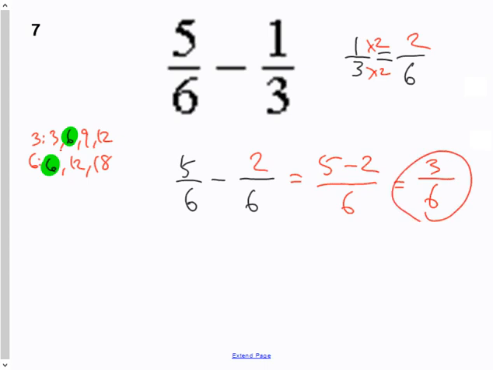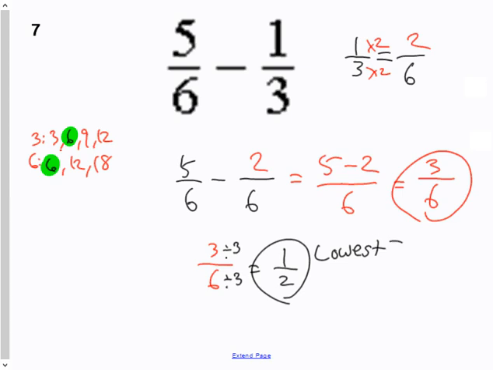Now remember, what do you have to look for in your final answer? You have to ask yourself, is this in lowest terms? And the answer is no. Because 3 out of 6, what number can I divide 3 and 6 by? You can divide both by the number 3, and you end up with 1/2 as lowest terms. Now, if you kept it as 3/6, that's okay as well. That's just not lowest terms. But if you were able to see it as being 1/2 in lowest terms, bravo to you.